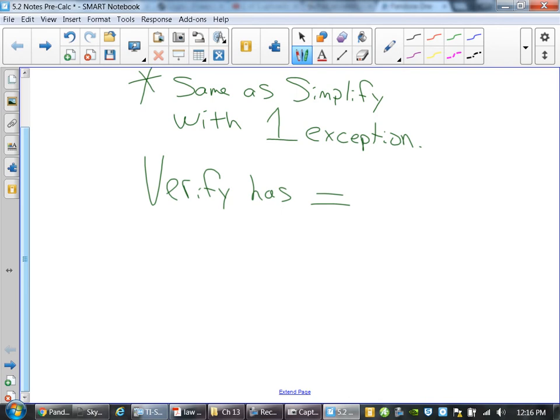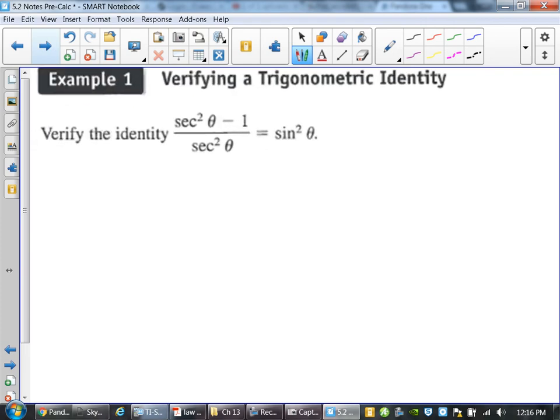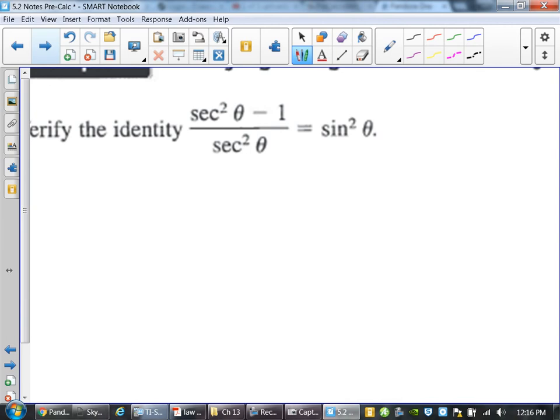You're still using all the same properties and all that other stuff. It's just going to be an equal sign thrown in here, so you know where to stop. So let's verify this. If you remember, the easiest way to do these things is usually to work from left to right, a lot of times. Or you start with the most complicated side and try to make it look like the less complicated side.